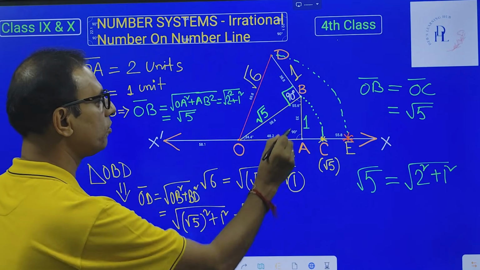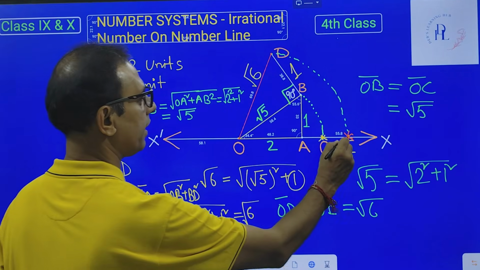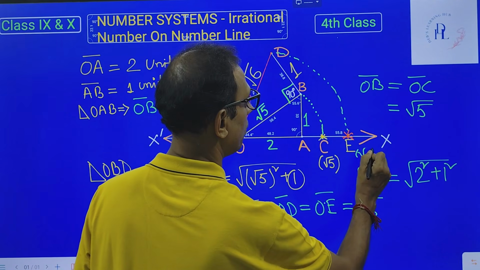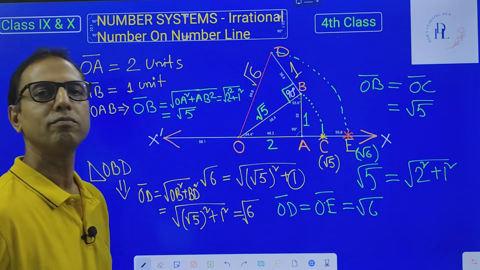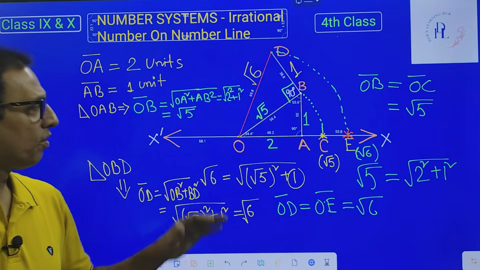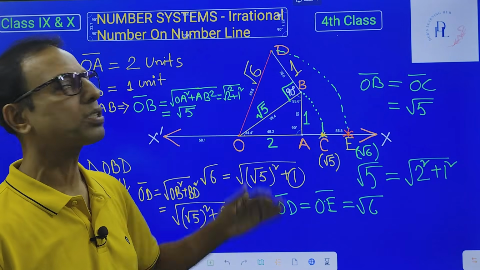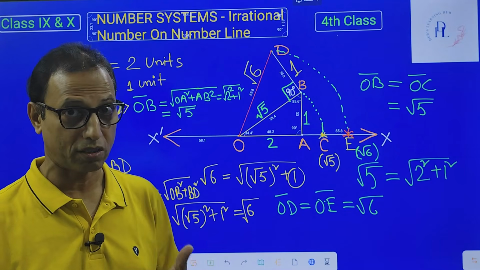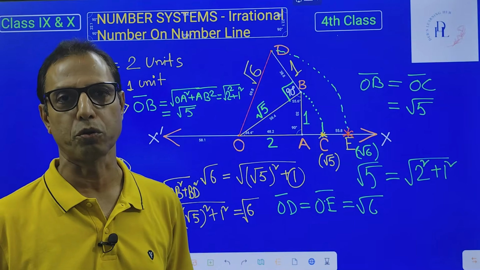And what is this value? That means OD equals OE. So this is the plot of, this is the point root over 6 on the number line. Got it? Very very simple. But mostly आपके एग्जाम में ये दो स्टेप में कुछ नहीं देने वाला है मोस्ट, बट इफ इवन इफ इट कम्स देन ऑल्सो यू शुड नो दैट.